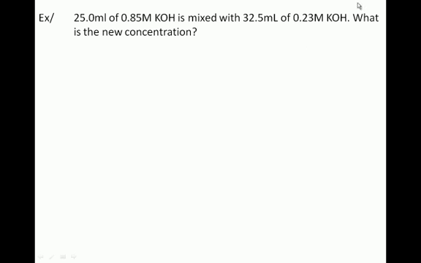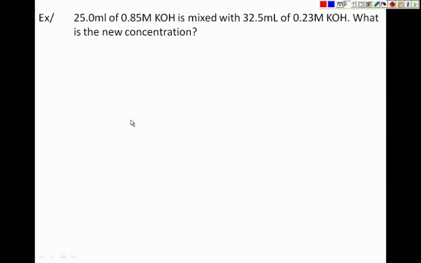Okay, let's do a little bit harder. Now, last time we saw that we were diluting something. Now let's see what happens when we mix one concentration of something with another concentration. So we're taking 25 milliliters of 0.85 molar potassium hydroxide, and we're mixing it with 32.5 milliliters of 0.23 molar also potassium hydroxide. So what is the new concentration?